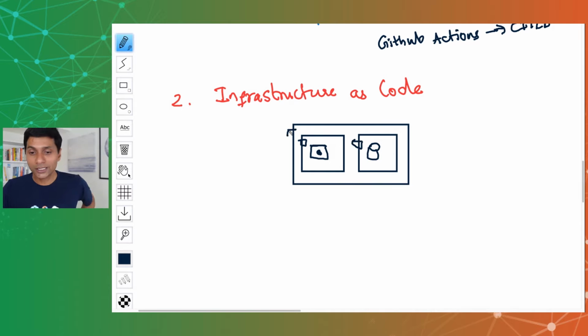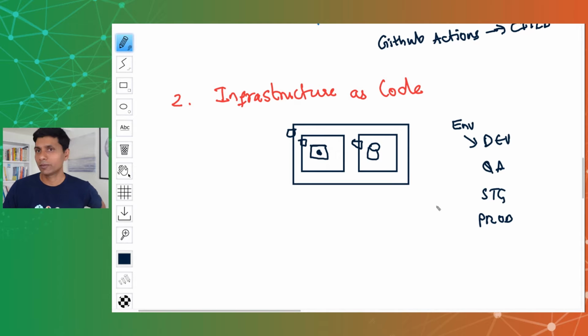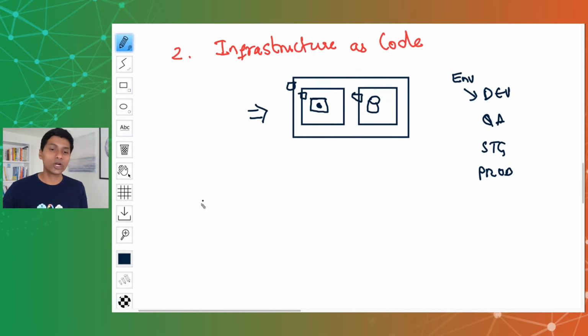And not just this, it should be repeated across multiple environments. Typically, we have dev, QA, stage, production. So you want to do this across multiple environments. And doing this manually is very, very time consuming, very, very error prone, and not repeatable. So it's a lot of manual effort if you do everything manually. And that's why you would want to automate as many things as possible.